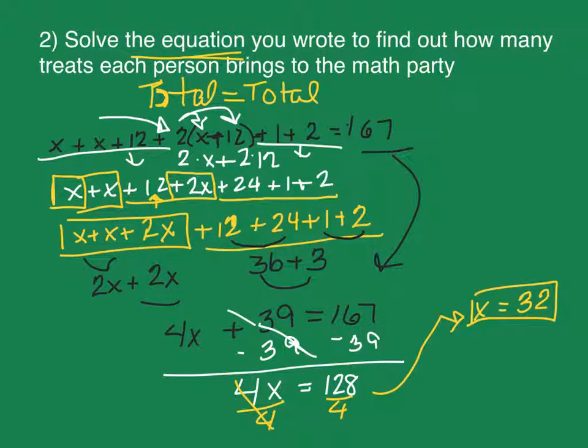Well, now I still have to figure out how many treats everyone brought. So I need to take this, and here we go. So I know that Emma, I'll start with Emma, because that's who we started with. The expression for Emma was x. We now know that x equals 32. So that means that Emma brought 32 cookies. The next person is Jada.